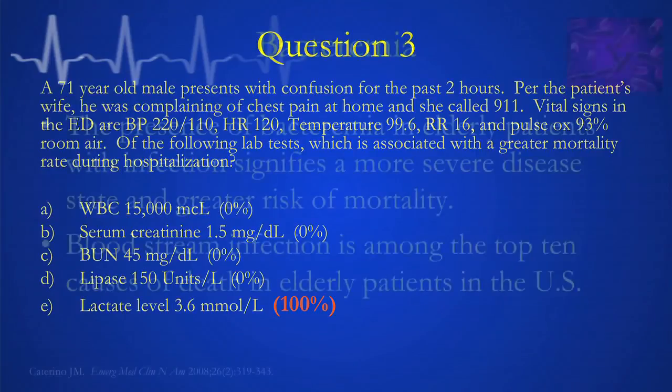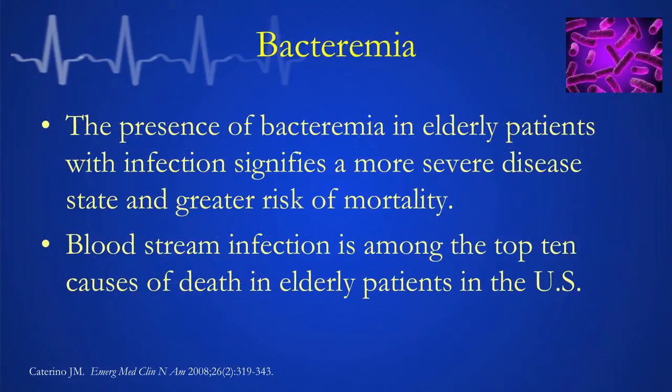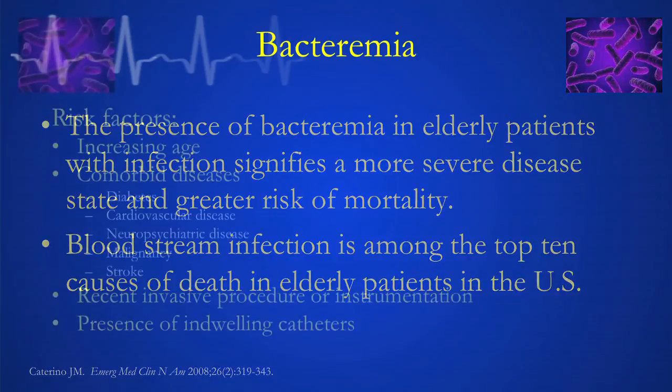So let's talk about bacteremia and sepsis. Then we'll get into the big ones of pneumonia and UTI. The presence of bacteremia in elderly patients with infection signifies a more severe disease state and greater risk of mortality. Bloodstream infection is among the top 10 causes of death in elderly patients in the United States.